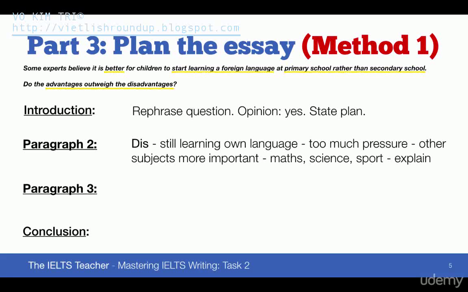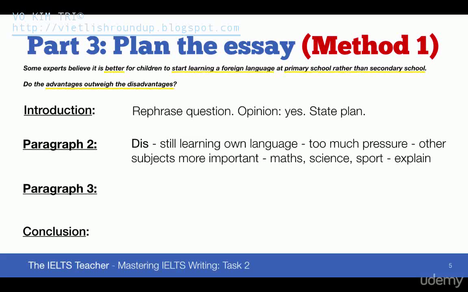Start with the side you disagree with. Maybe you think it is better to start learning a foreign language at primary school. If that's the case, then you can begin by looking at the disadvantages, the opposite side of beginning to learn a foreign language at primary school. So we'll just quickly do a few notes about what those are. Still learning your own language, there's too much pressure, other subjects are more important, like math, science and sport, maybe a bit more support needed there.